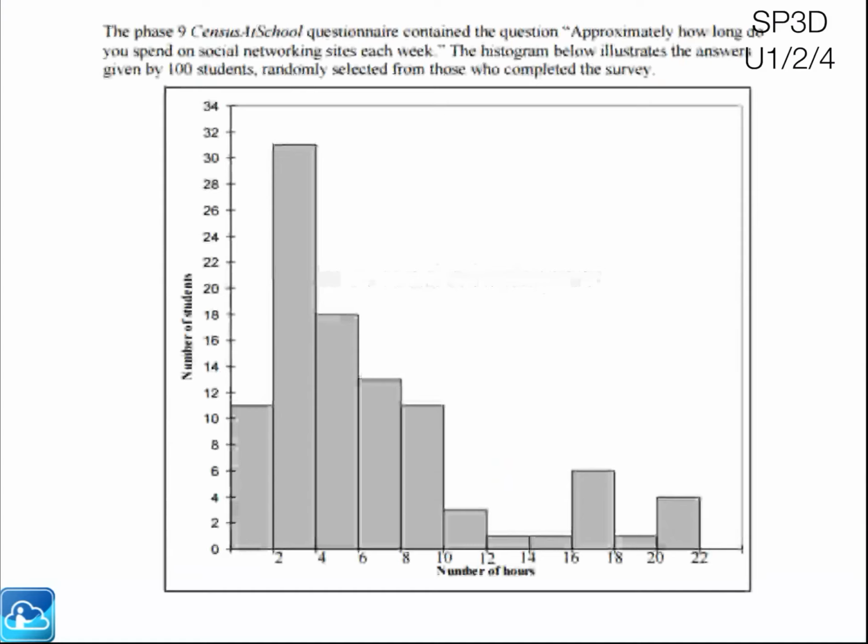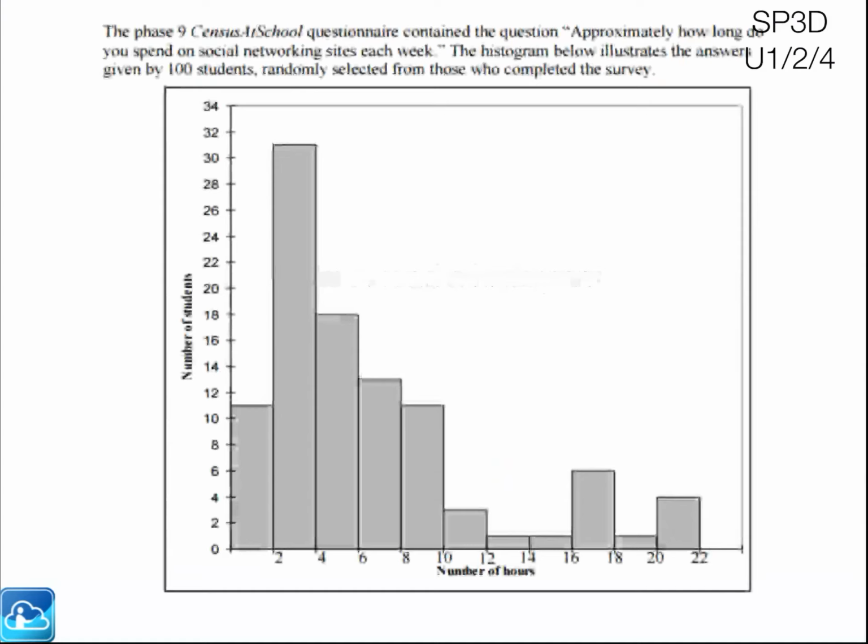If we look at this diagram, we have the numbers going up the side, same as a bar chart. That's the number of students. I can see the first bar goes from 0 to 2 on the bottom, and that's the number of hours. So anybody who said any time between 0 hours and 2 hours goes into that one, and that was 11. So 11 people said in between 0 and 2.